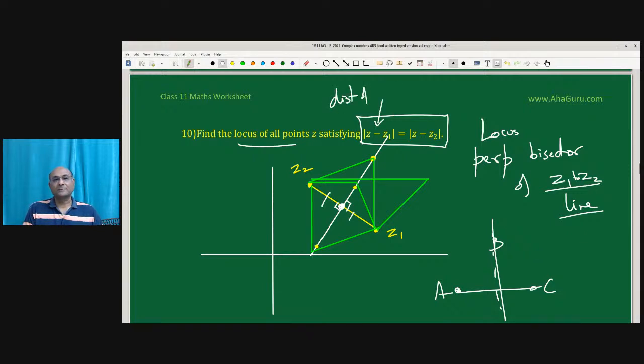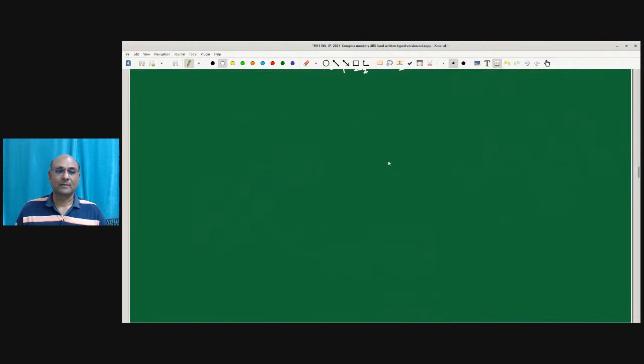Distance of Z from Z1 is equal to distance of Z from Z2. So Z must be in the perpendicular bisector of the line joining Z1 and Z2. So Z1, Z2 line, take the perpendicular bisector. That's where Z lies. Let's go to the next question.